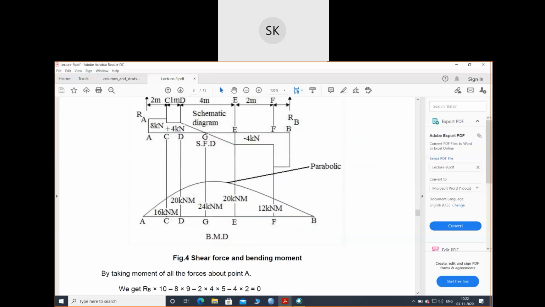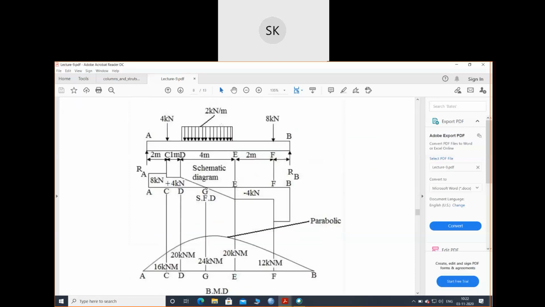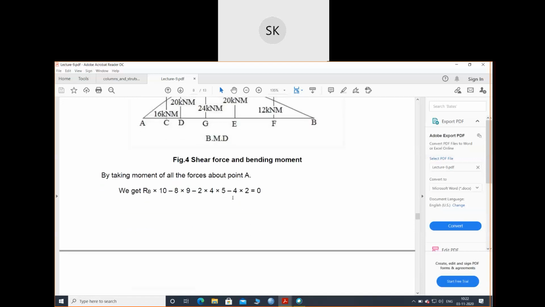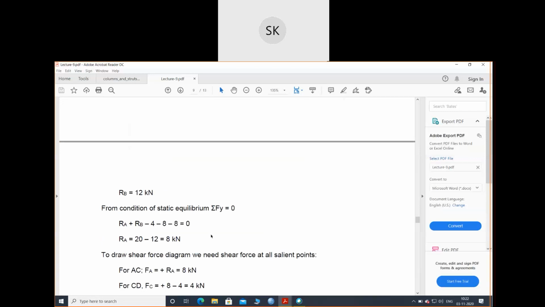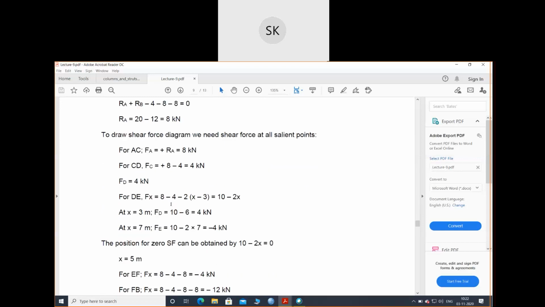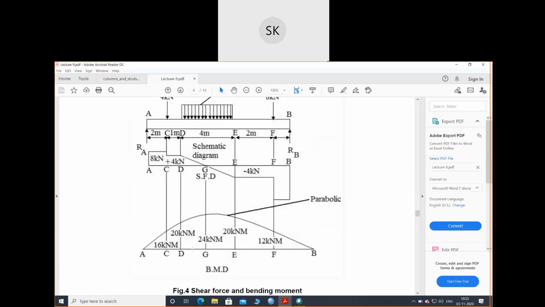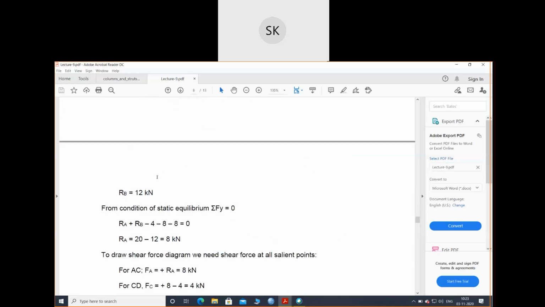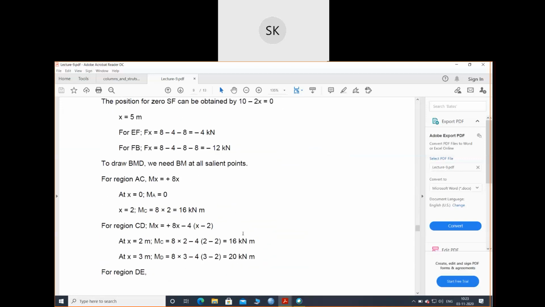So this will be the shape of your shear force diagram, and this will be the shape of your parabolic curve. Whenever the load is given as UDL, you will experience a parabolic bending moment. Please go through this PDF, how they have first found out the reactions from static equilibrium equations. Then they have found out the shear force at different points, at A, C, D, E, F, B, and joined them by a line. The same way, find out the moment at every position. First, find out the moment equation, use the boundary condition to find out the bending moment at that particular point and draw the bending moment diagram.